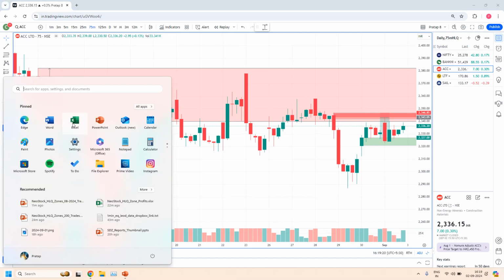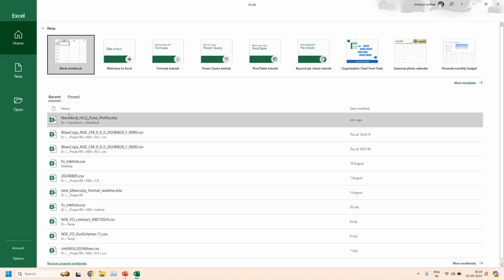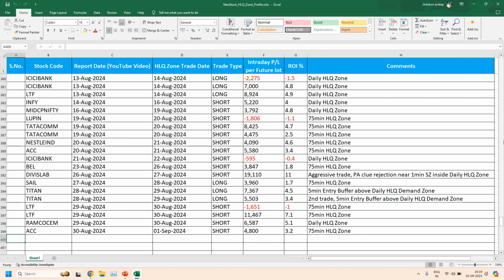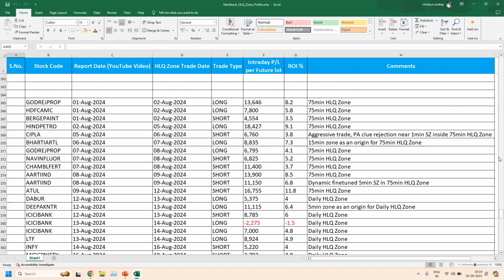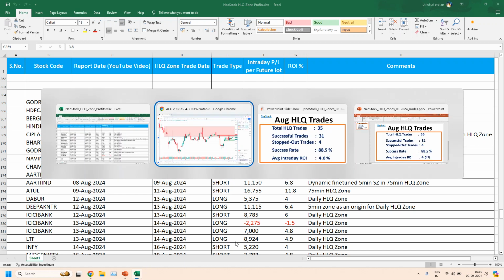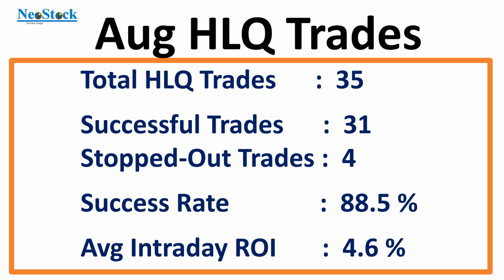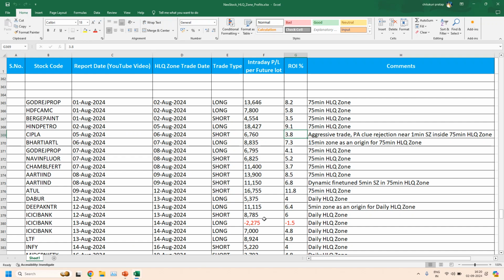Let me show you the trades in the month of August. See, all these are the trades. These are the August month trades, starting from 1st August. See, we got a trade with 8.2%, 5%. See here, 9.1% we got, but in a few trades we got 3.8%, 3.8%. So the average has come down to 4.6% intraday ROI. That point we have to understand.